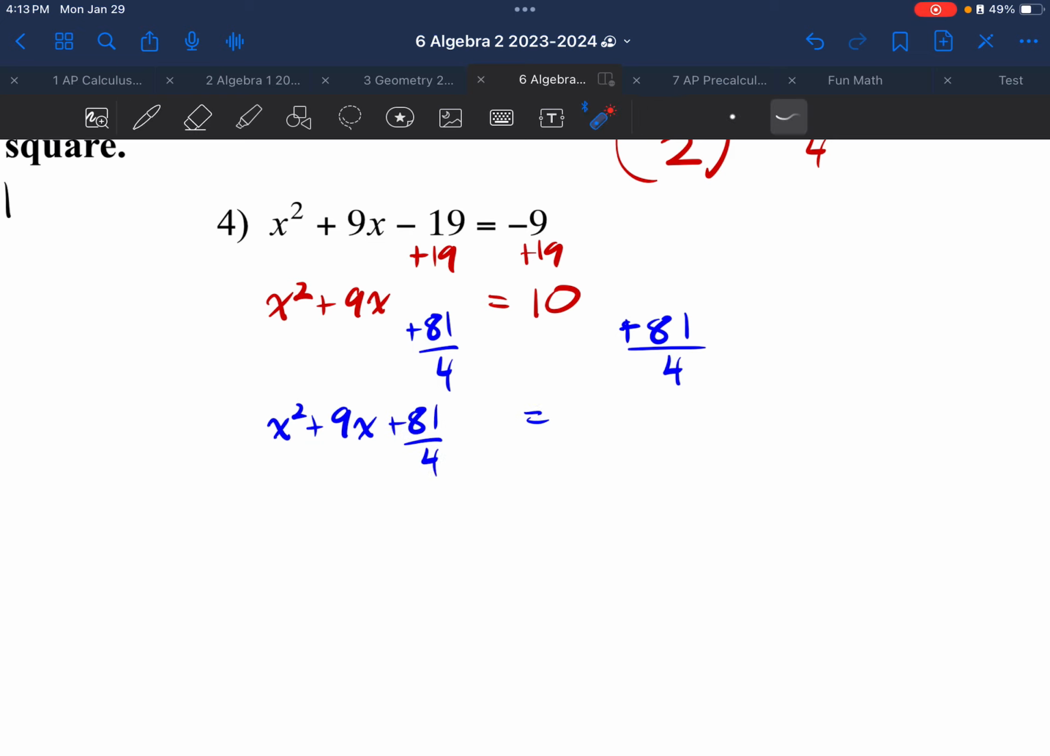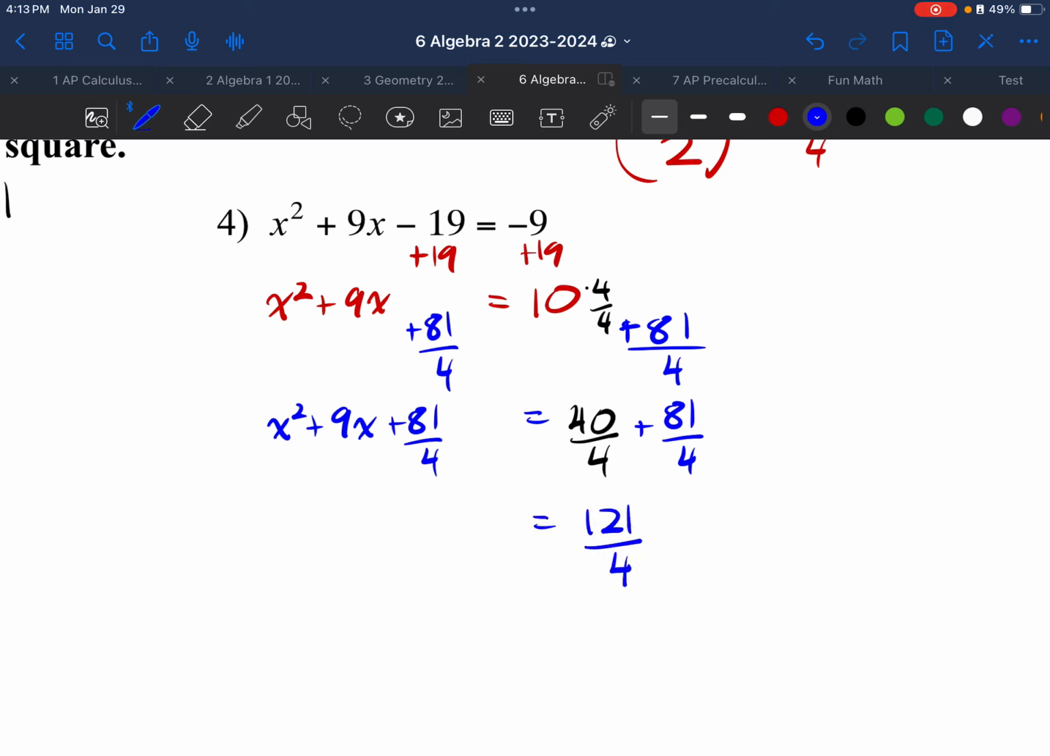The right side, I need to combine these numbers, but they don't have like denominators, so I need to multiply this 10 by 4 over 4. So this is going to turn into 40 over 4 plus that original 81 over 4. And that's going to be 121 over 4.